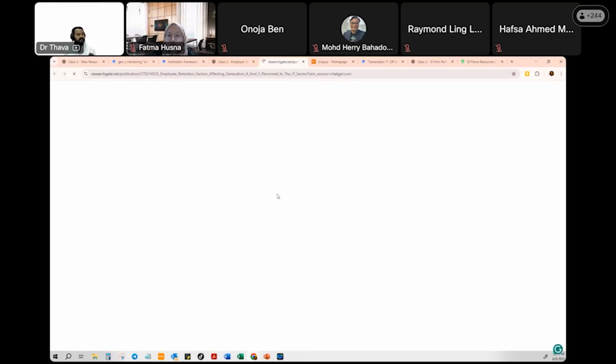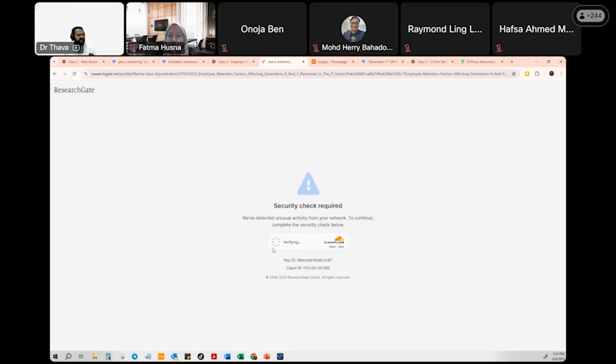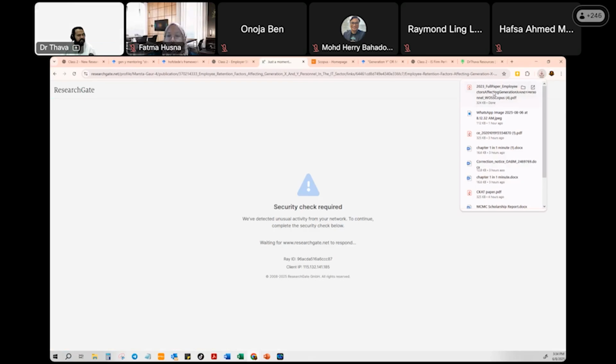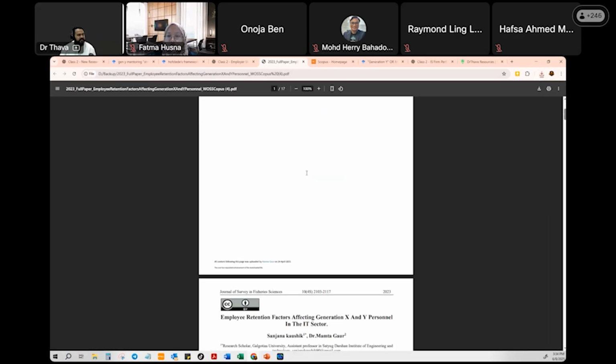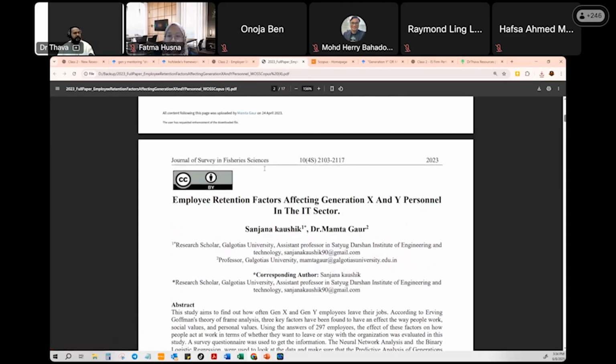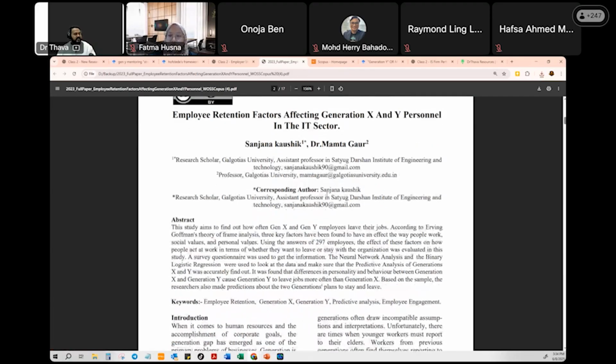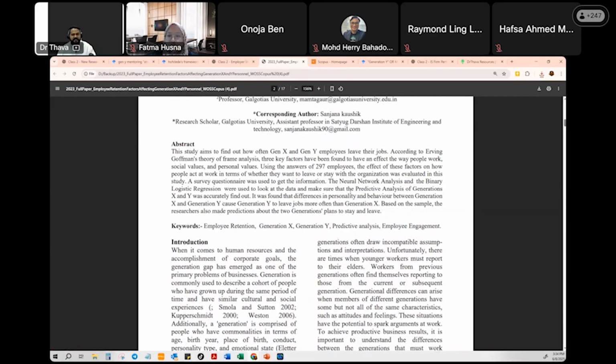If I open this paper and download it, there you go. This is the paper: employee retention factors affecting Generation X and Y personnel in the IT sector. If I just read the abstract, we can know whether this paper is related or not. This study aims to find out how often Gen X and Gen Y employees leave their jobs. Not really relevant, because it's talking from the existing point of view.